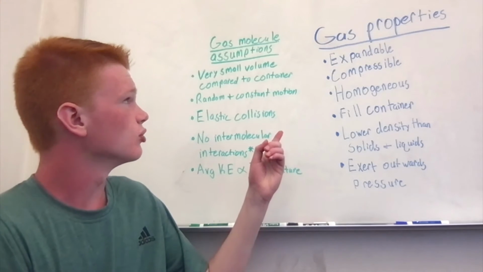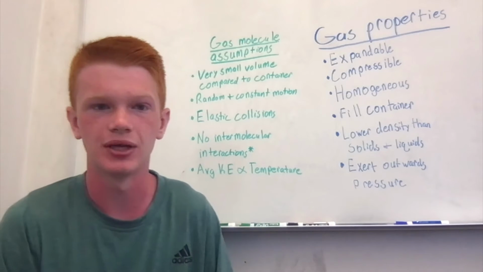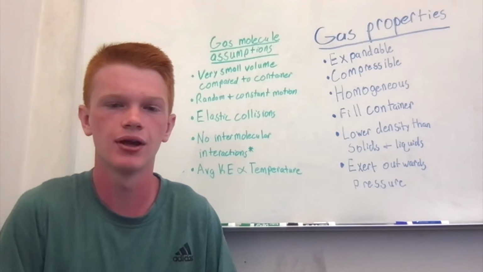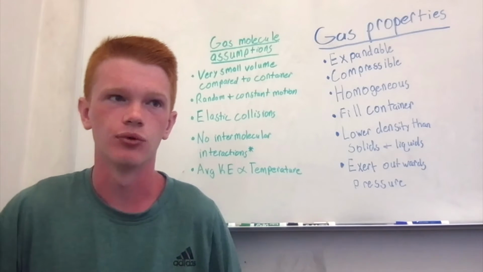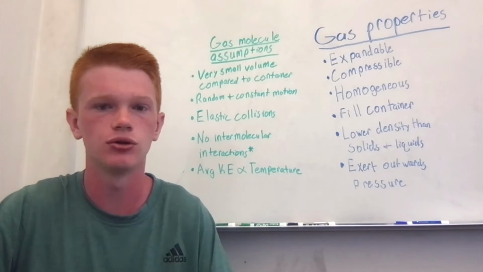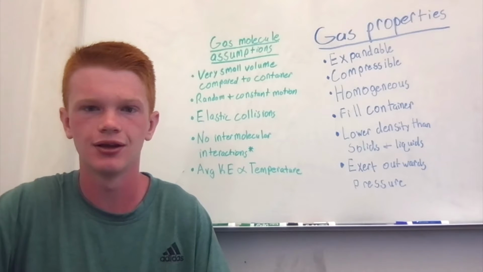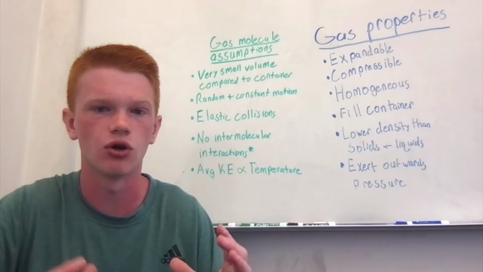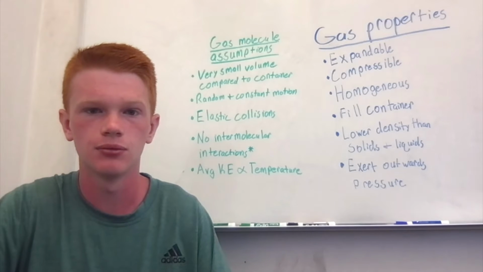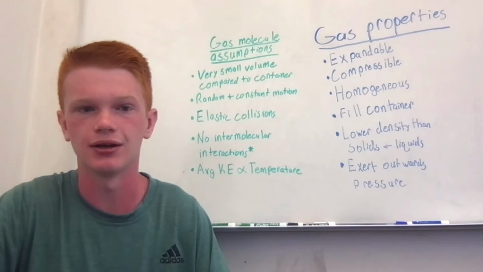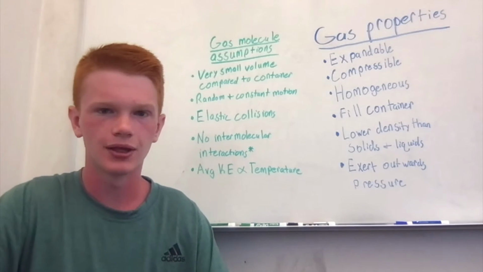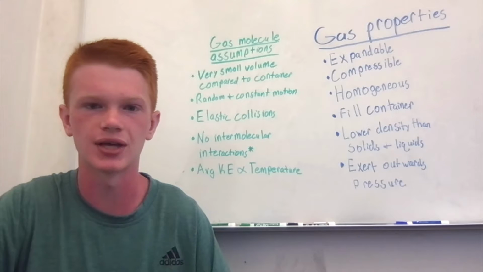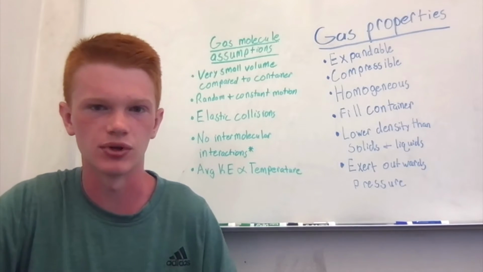Gases are expandable and compressible, and that means that they don't have a definite volume or a definite shape. Think of a balloon. When it's tied up, you can squeeze it and it becomes smaller, or you can stretch it out and the volume becomes bigger, but the same amount of gas is in there. So it doesn't have a definite shape or a definite volume. It's kind of amorphous. It just does whatever it wants.